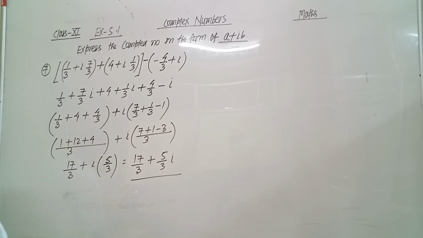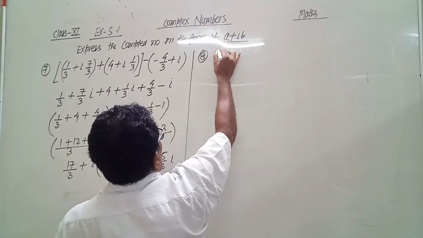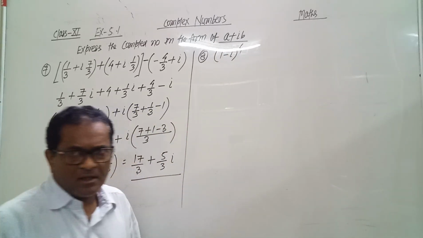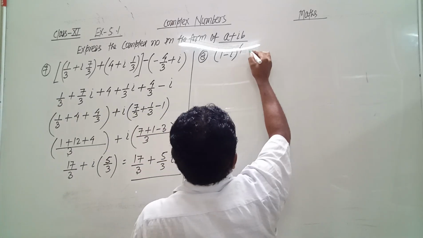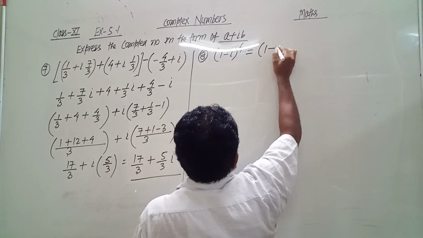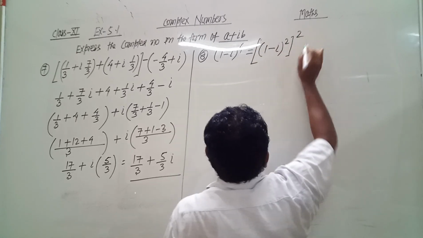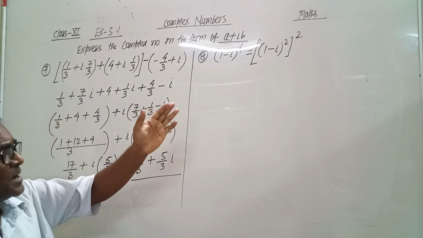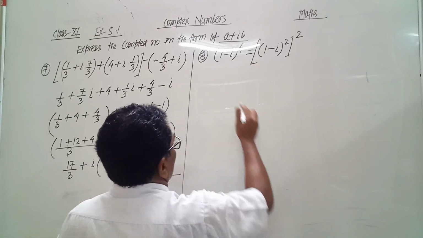Now question number 8. (1 minus i) raised to the power 4. We have to express this in the form of a plus ib. So we can write this as (1 minus i) squared, the whole squared, because powers get multiplied. So (1 minus i) to the power 2, whole raised to the power 2, becomes (1 minus i) to the power 4.